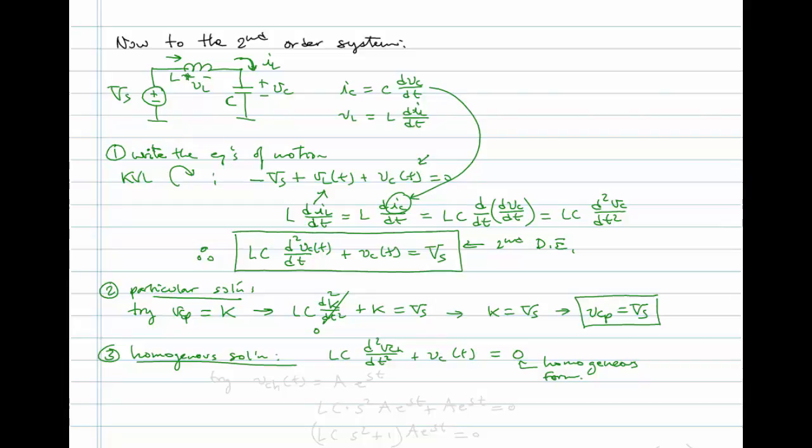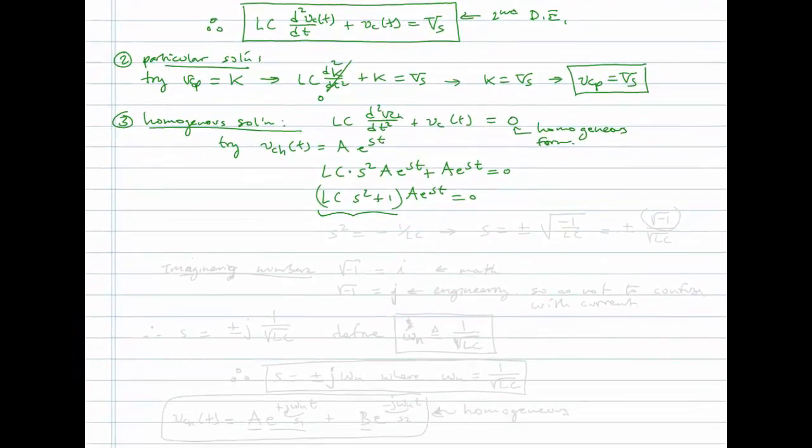So we're going to try our handy exponential again. Try VCH of t is equal to some A e to the st. We'll plug that in. We have LC times, and now when you take the second derivative of that function with respect to time, s comes out, and then the s is going to come out a second time. So we'll get s squared A e to the st plus A e to the st is equal to 0. Collect terms, and this is looking very much like what we had for the first order system.